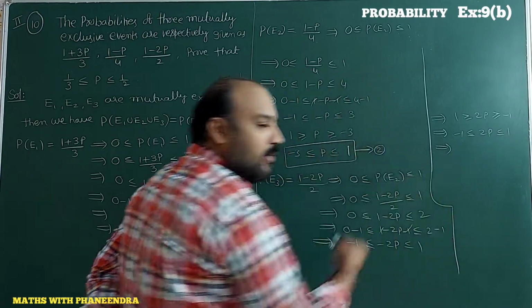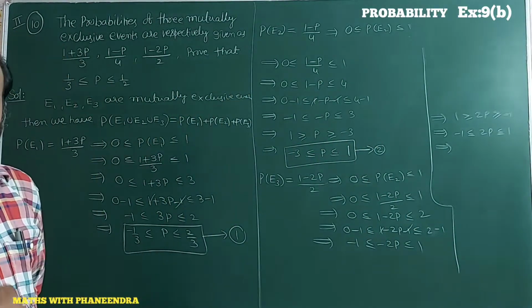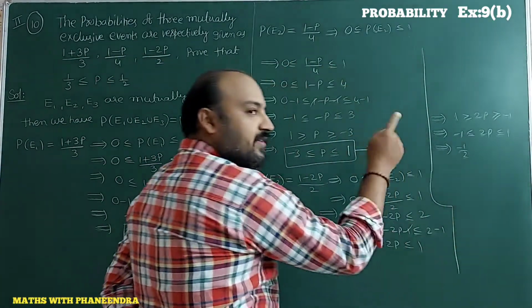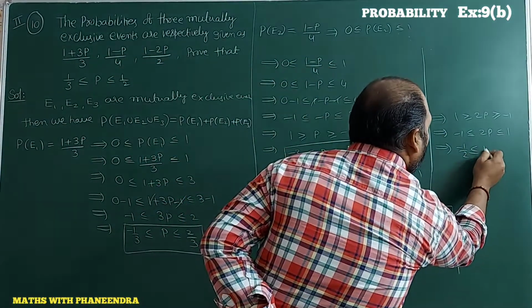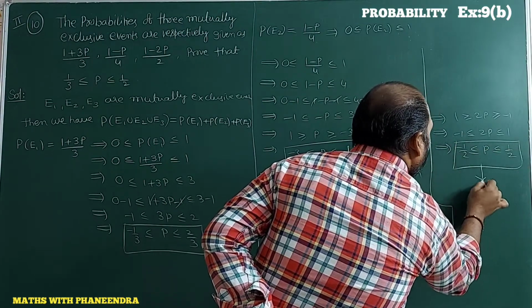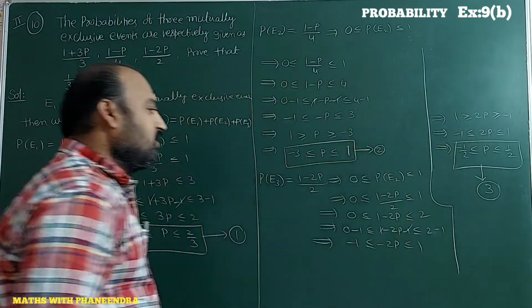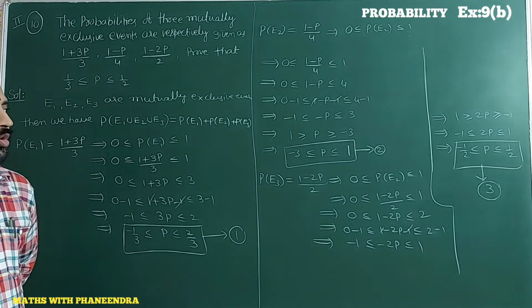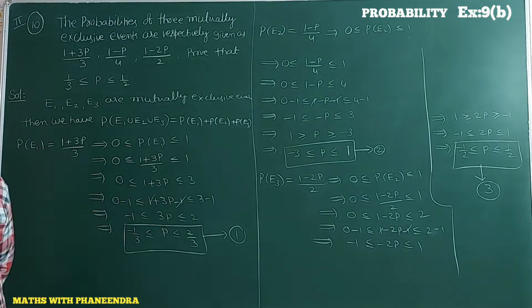But we want the p value from here. So 2p is there, I want the p value. So dividing on both sides by 2, in every term: minus 1 by 2 is less than or equal to p is less than or equal to 1 by 2. Put that as equation number 3. We'll conclude after rubbing the board, and write these values at one place.